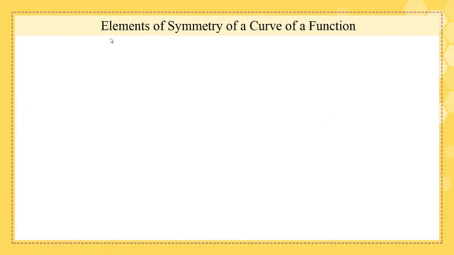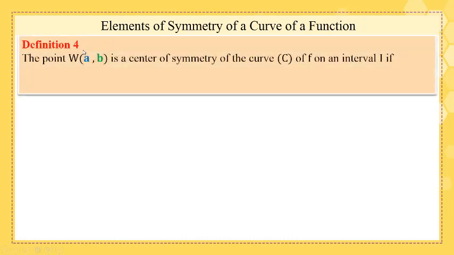As we said, the elements of symmetry of a curve means the axis of symmetry or the center of symmetry. We talked about the axis of symmetry. Now, what about the center of symmetry? Definition. The point W(a, b) is a center of symmetry of the curve C of f on an interval I if I is centered at a, which is the abscissa of the point, and f of 2a minus x plus f of x equals 2b for every x belongs to I.